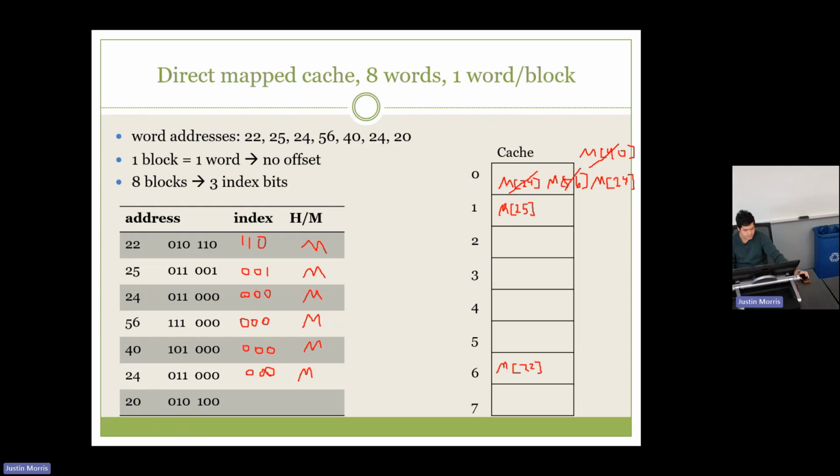My index is index 4, right? Empty. Miss. 2, 0. Okay. We see how to do this.